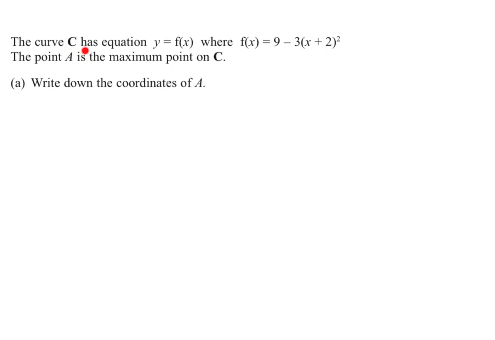We have a curve C, y equals f of x, such that f of x is 9 minus 3, and in brackets x plus 2, which is squared. Point A is a maximum point on C. It says write down the coordinates of A. So we want the coordinates of the maximum point, so we want this function to be at its largest.